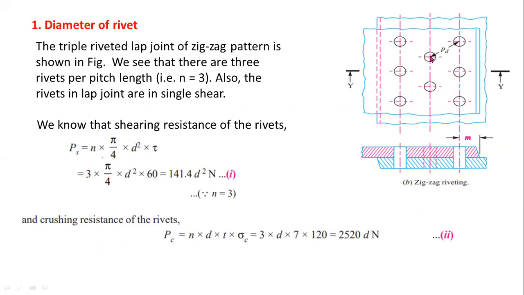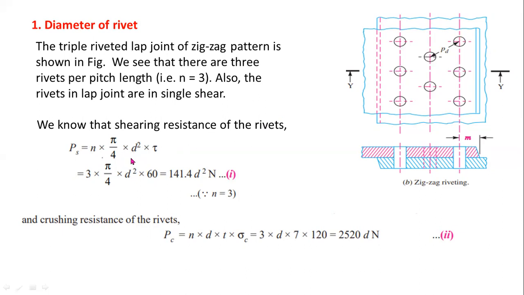Here you can observe this is the diagram for a triple riveted zigzag lap joint. So for lap joints, you have to consider single shear, and here N is the number of rivets. That means here the number of rows is 3: 1, 2, 3. So for a triple riveted joint, N equals 3.